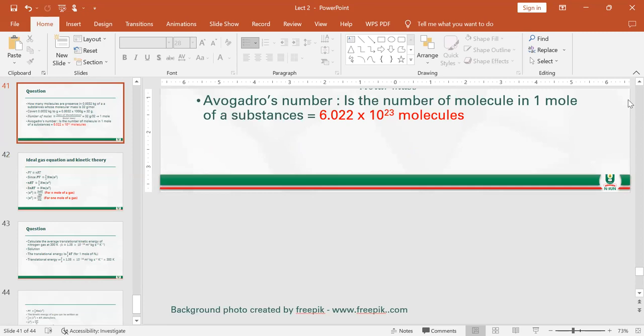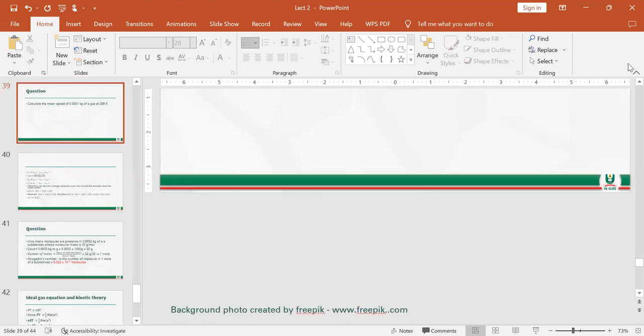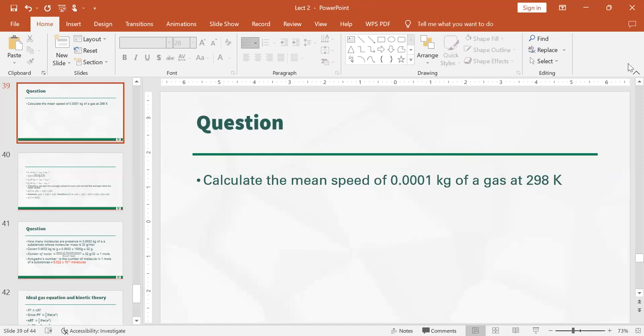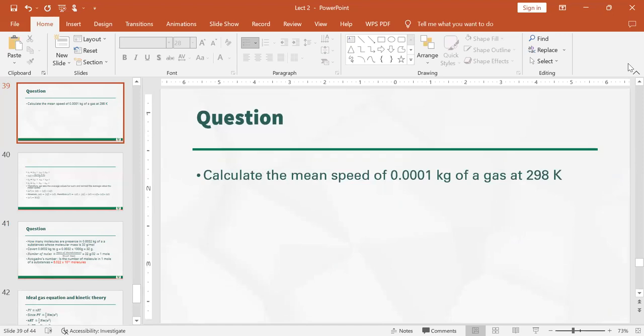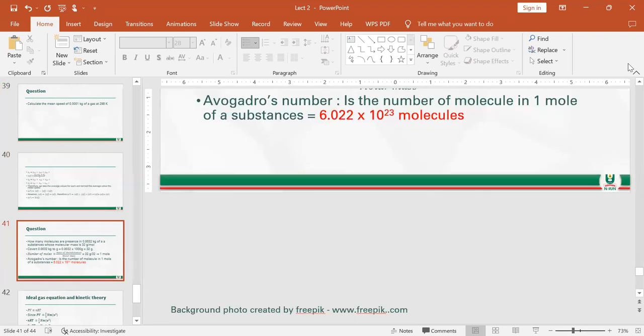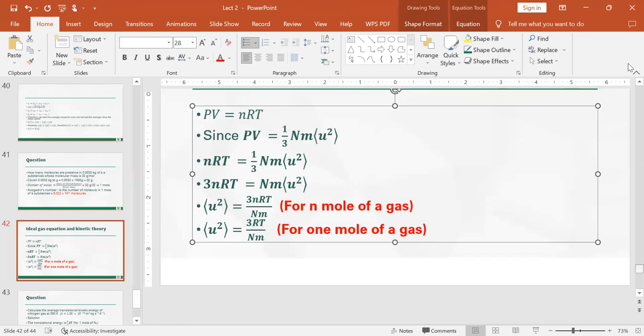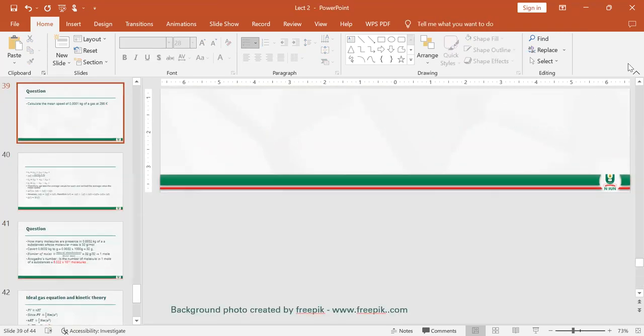I want to ask you about these equations. In the course material, you will see many equations, and I don't know which one I'll take. It depends on what you are asked. For instance, let me take the last one I asked: calculate the mean speed of 0.001 kilogram of a gas at 298 Kelvin. Which one do you use there? There are many equations, but we tried to break it down in the lecture slides. The last equation can be enough for that purpose. So it depends on the equation that is given. That's why it's good to practice some questions and get yourself familiar.